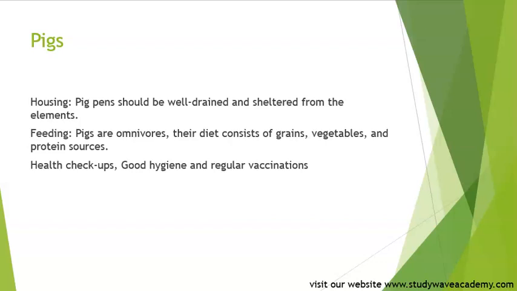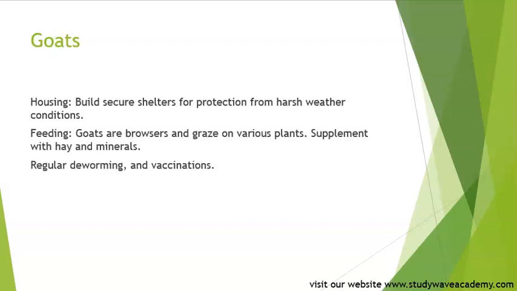Good. So the next animal we are going to be looking at is goats. How do you take care of goats? Housing. Build secure shelters for protection from harsh weather conditions. Provide a simple dry shelter to protect them from extreme weather, such as heavy rain and cold. Ensure there is enough space for them to move comfortably and lie down properly. Proper ventilation in the shelter is important to maintain good air quality.